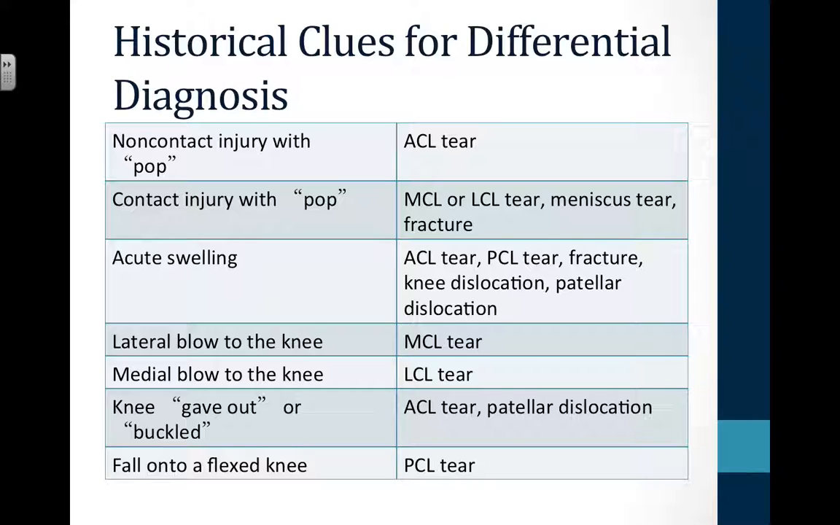If you have a patient that complains of giving out or buckling, we might consider an ACL tear because we know that's really important as we move into terminal knee extension, and quite possibly a patellar dislocation, and we'll get into that a little bit more. If you find a fall onto a flexed knee, and or they're in a motor vehicle accident and their knees are flexed, we'll consider that they might have a PCL tear.